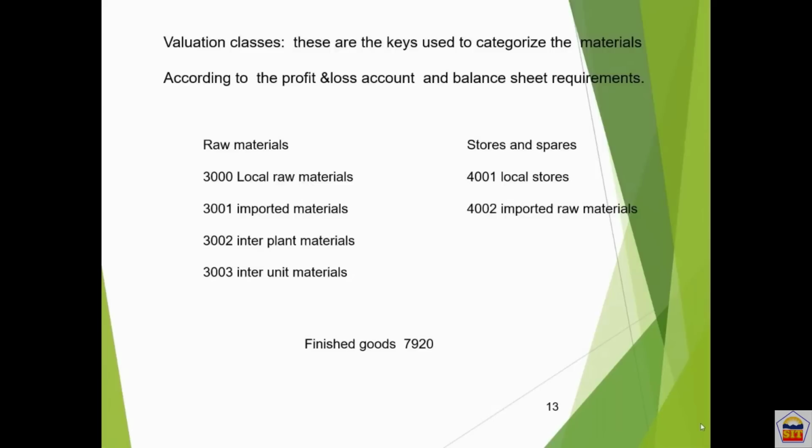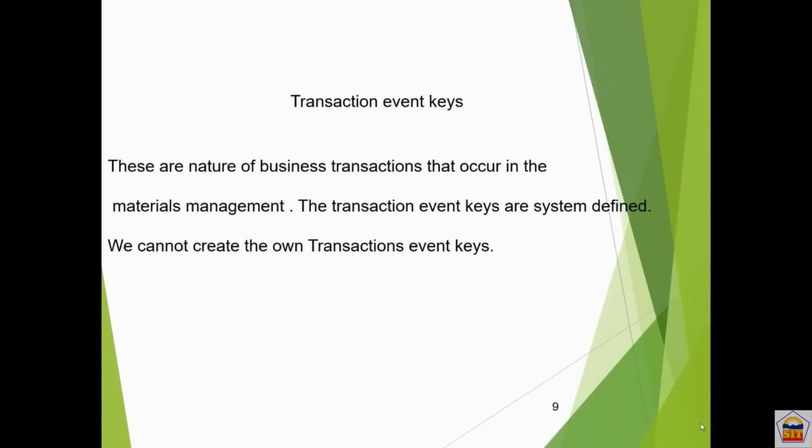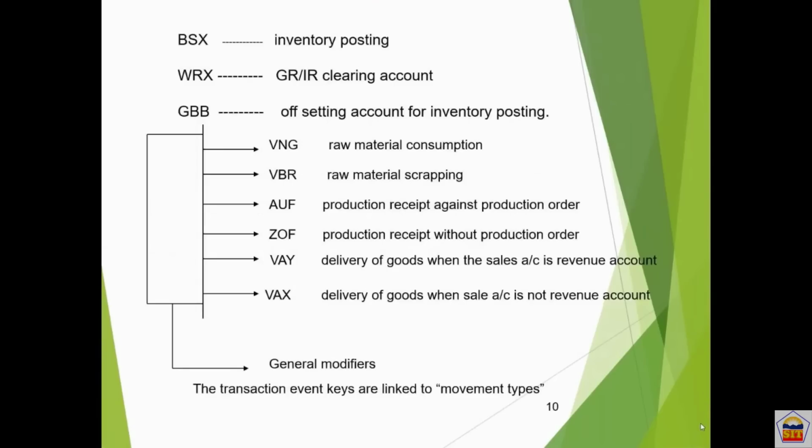Then transaction event keys are the nature of the business transactions that occur in material management, and transaction event keys are system defined. We can't create our own transaction event keys. So BSX, GBB, VBR, PRD, these kinds of transaction event keys you are going to see in the system. These are the SAP standard transaction event keys, so we can't create our own custom ones. With this, you are going to link the GL.